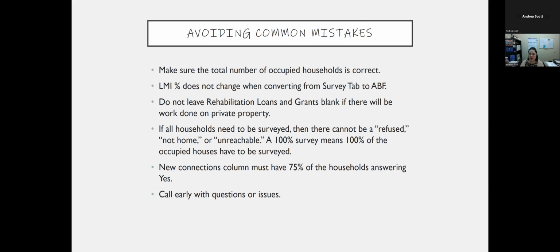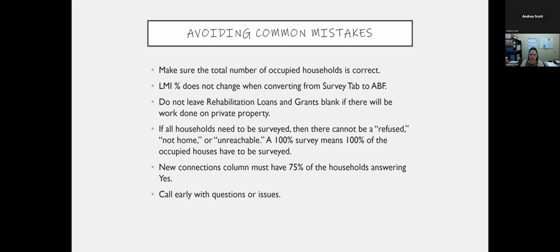Make sure that the total number of occupied households is correct. That's what we said, going from the survey tabulation form to the activity beneficiary form. You would enter that number for the projected, on the projections sheet, sorry, not the survey tab, to ABF. You're entering that correct number. The low to moderate income percentage doesn't change when going from the survey tab to the ABF. And don't leave that rehab loans and grants column blank if you're going to have work done on private property.